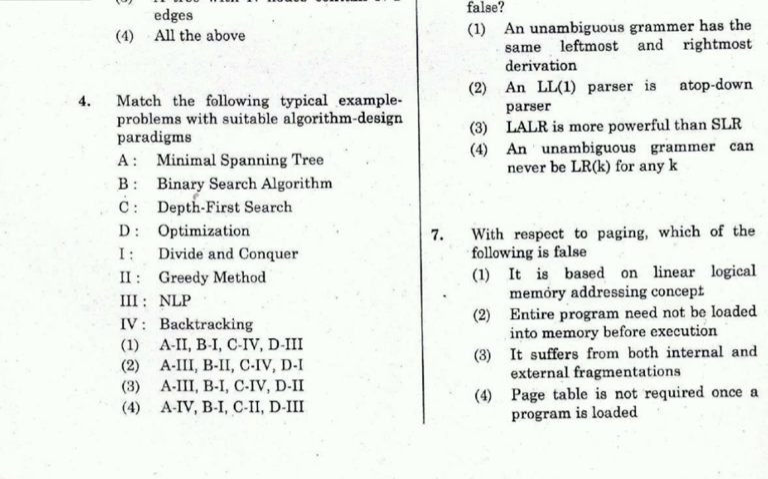So it is false, because normally an ambiguous grammar means it has more than one parse tree. But here, unambiguous grammar means there will be only one parse tree for any string. But leftmost and rightmost derivations can still be different. So that's why option 1 is correct.